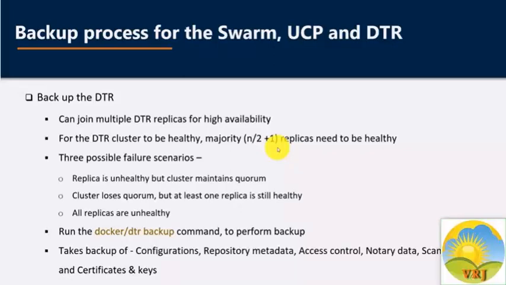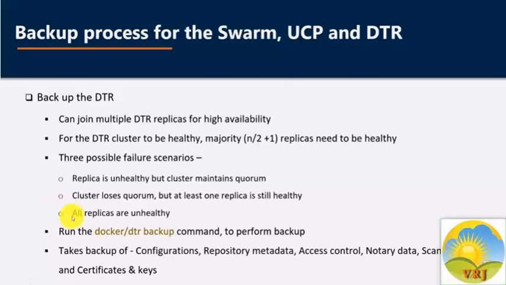This means that there are 3 failure scenarios possible. The first is a replica is unhealthy but the cluster maintains quorum. One or more replicas are unhealthy, but the overall majority, that is n/2 + 1, is still healthy and able to communicate with one another. Second is the majority of replicas are unhealthy. A majority of replicas are unhealthy, making the cluster lose quorum, but at least one replica is still healthy, or at least the data volumes of DTR are accessible from that replica.